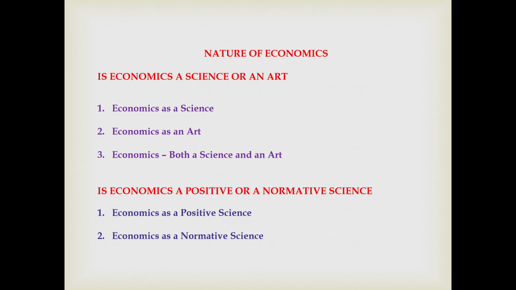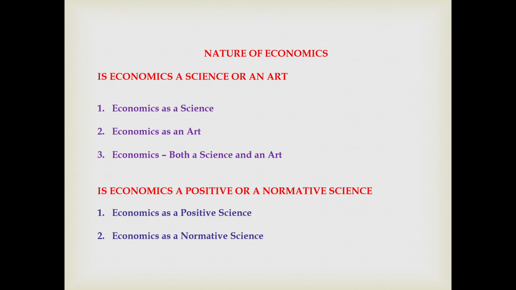So these are the positive sciences. And the second one is economics as a normative science. Normative economics deals with what ought to be or how an economic problem should be solved. Alfred Marshall and Pigou have considered the normative aspect of economics.